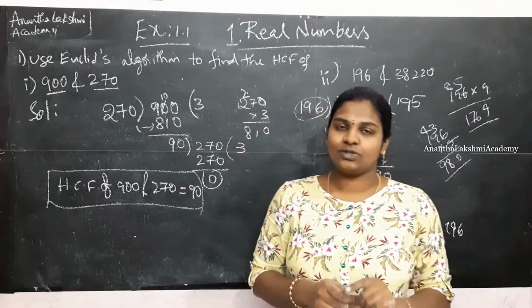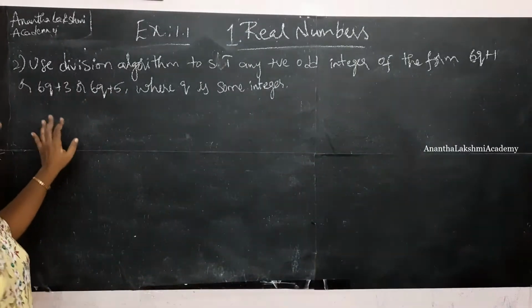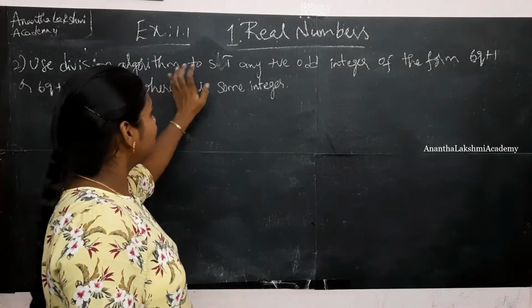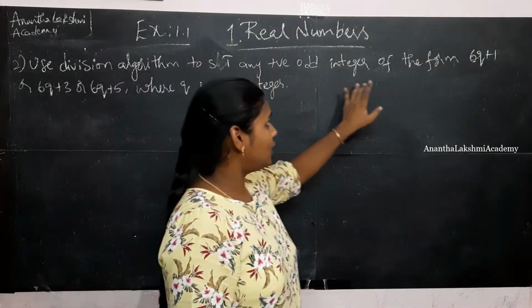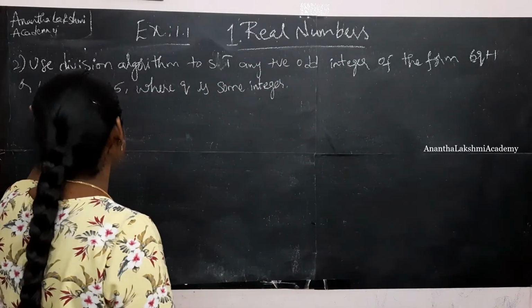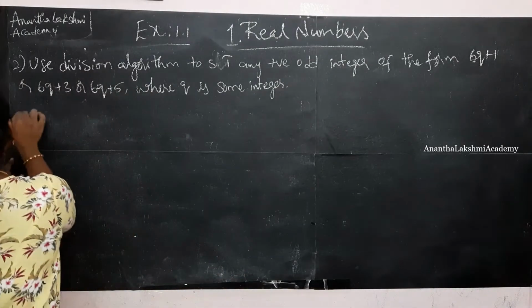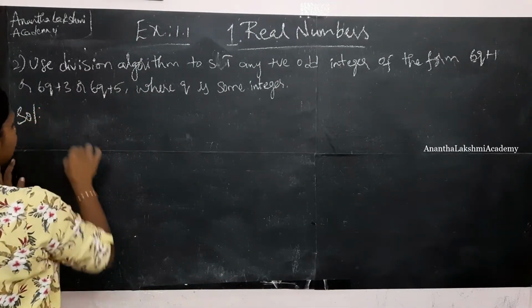Alright, let's get started with the second problem. Here we are with the second problem. Use division algorithm to show that any positive odd integer is of the form 6q plus 1 or 6q plus 3 or 6q plus 5, where q is some integer. Alright, let's get to the solution.